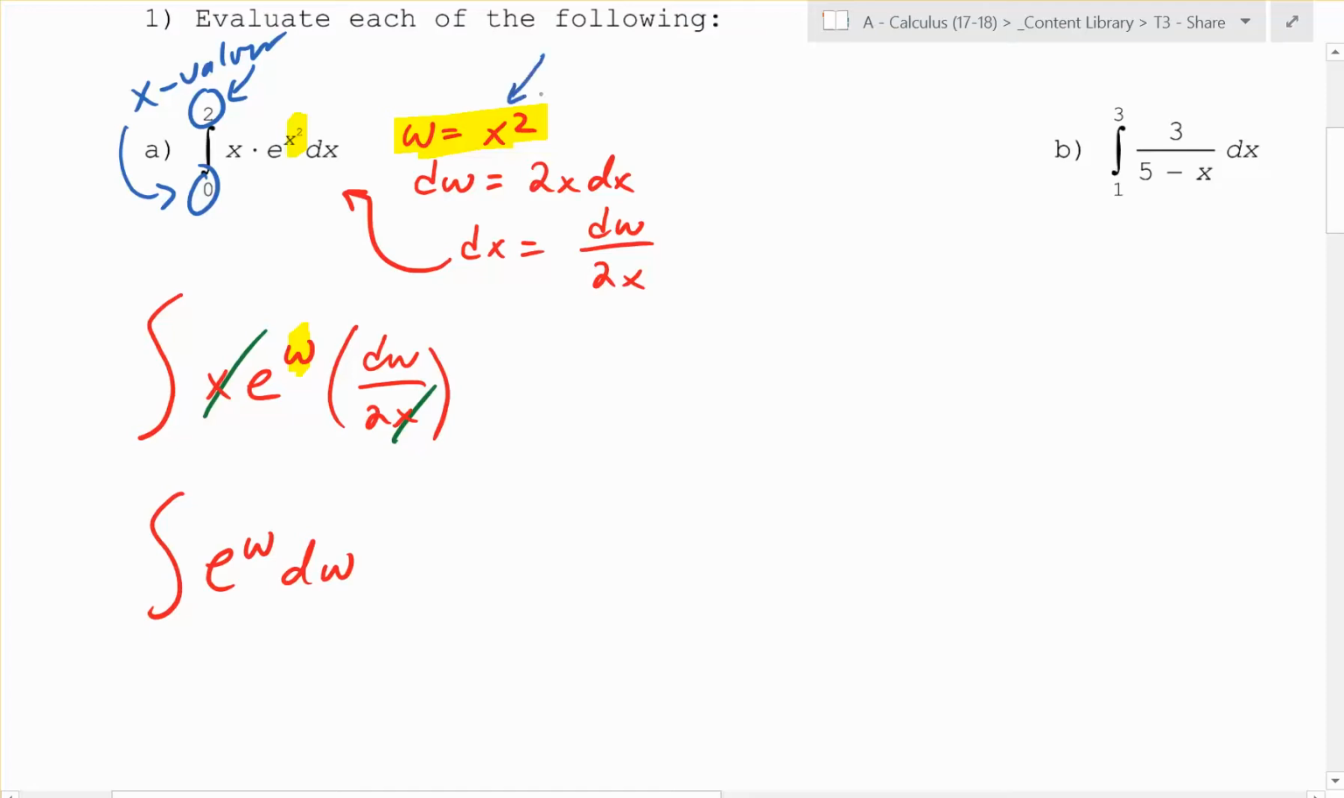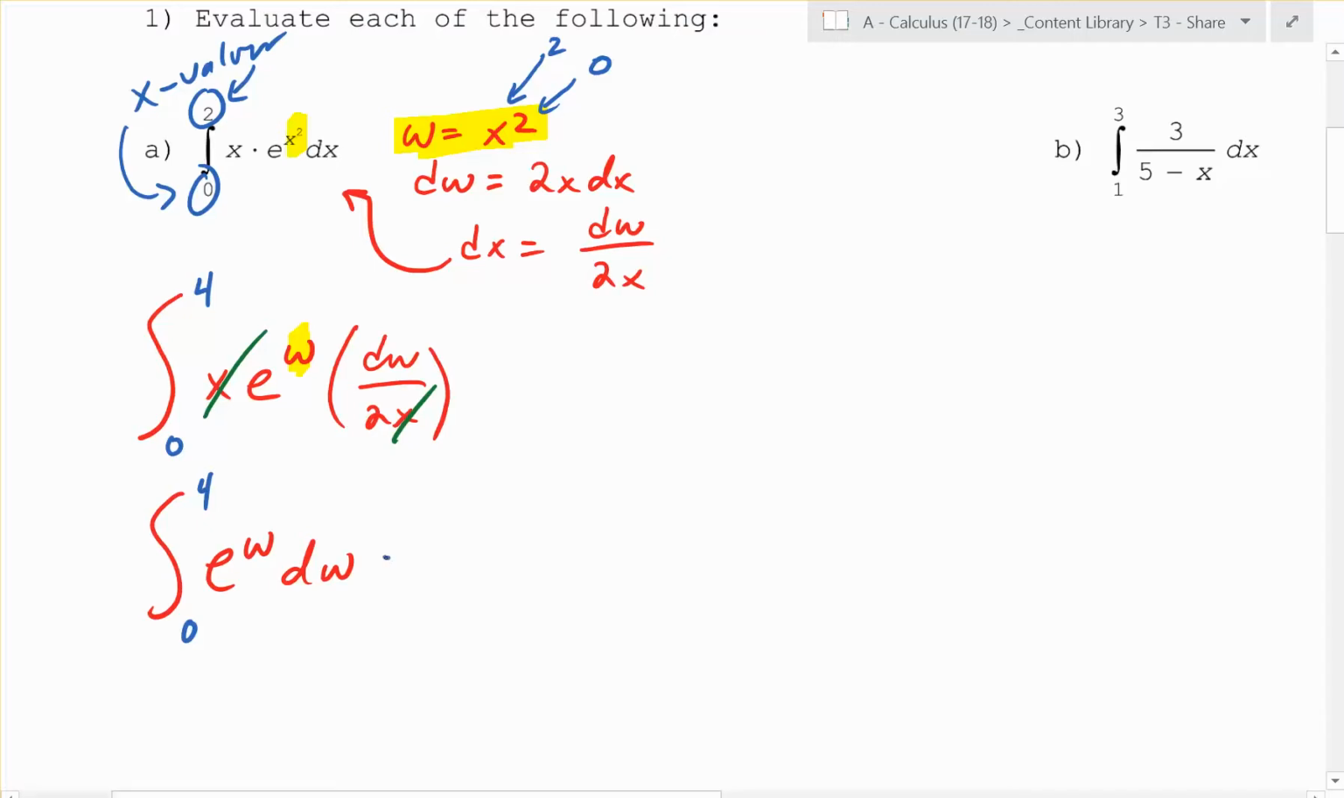So you plug 2 into there. What's 2 squared? Well, that's 4. And what's 0 squared? 0 squared is 0. So our new limits of integration are 0 to 4. This is nice because it means we don't have to plug back in.